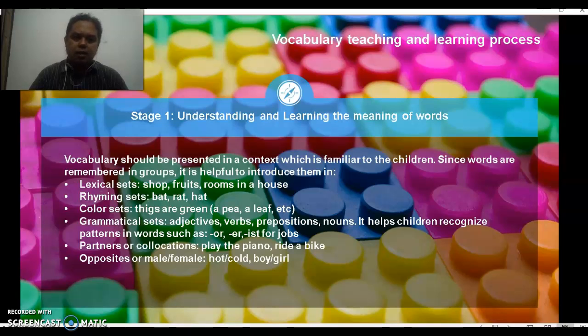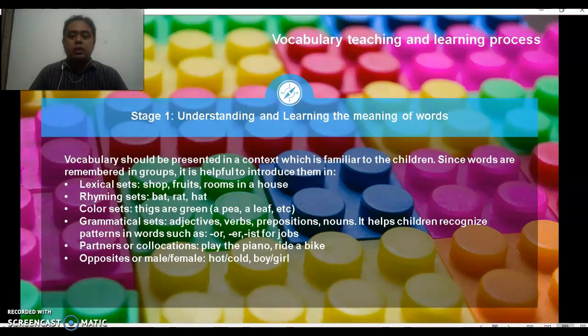The next thing is rhyming sets. Bad, rat, hat. So it is easier for children if they learn words that rhyme together. The third, color sets. For example, things that are green: leaf, a pea, or grass. So everything that is green.